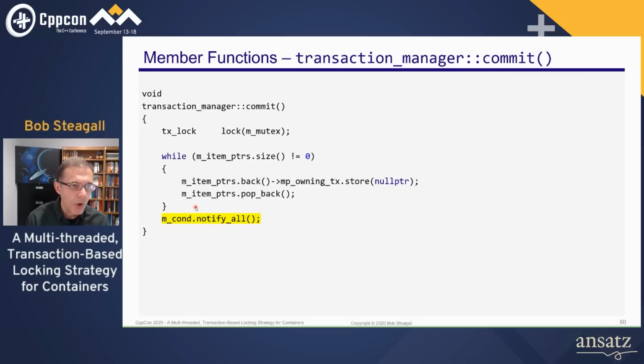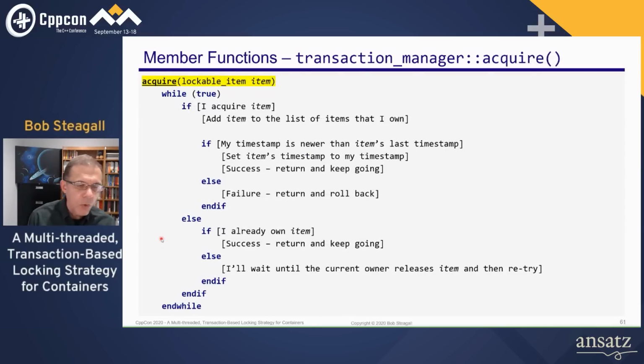I will notify them all, in effect, releasing them. If anyone is waiting for this transaction to be done, this notifies them that the transaction is done, and they can go back and try to acquire one or more members of that update group. And of course, as I drop out the bottom here, the guarded unique lock is destroyed, and the mutex is released.